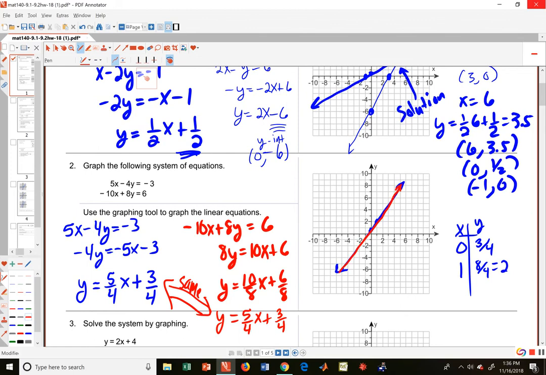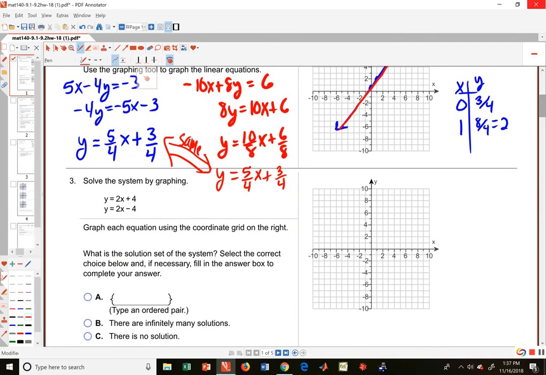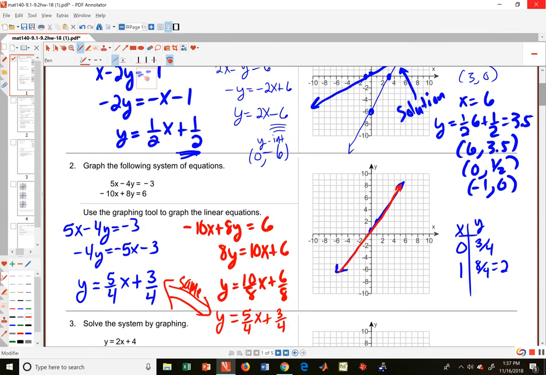They're the same line. So in this situation, again, they didn't ask for the solution. This has an infinite number of solutions. There's an infinite number of points where these two lines overlap because they're the same line. All right, so that's let's call it that video done, and we'll pick up again with the rest of it. Thanks.